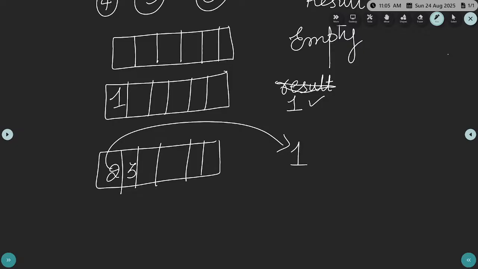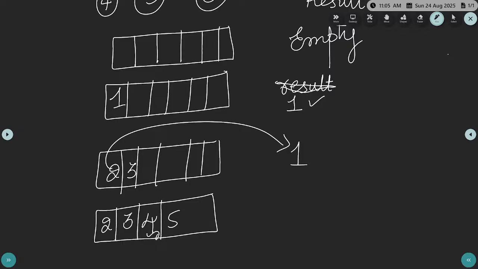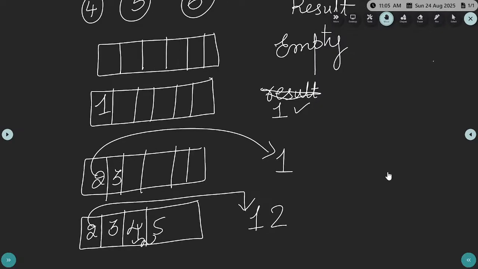Next, are there any adjacent vertices of 2? 2 and 3 are completed. Right? Next, it will be like this only. What is the next step? Go to the next level. What is the next level for 2? So here I am writing 2, 3, then I am going to add 4, 5. Once 4, 5 are added, this should be removed from here. So 1, 2. Is this clear? 1 and 2 will come here. Right? Next.